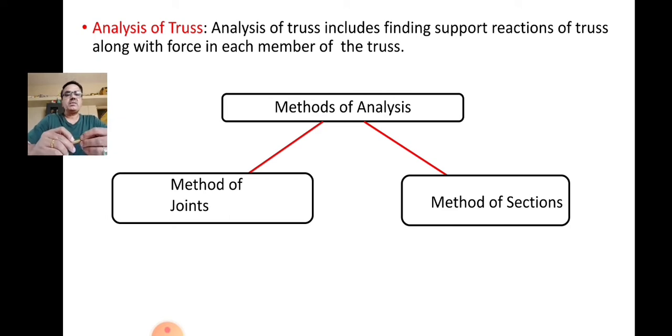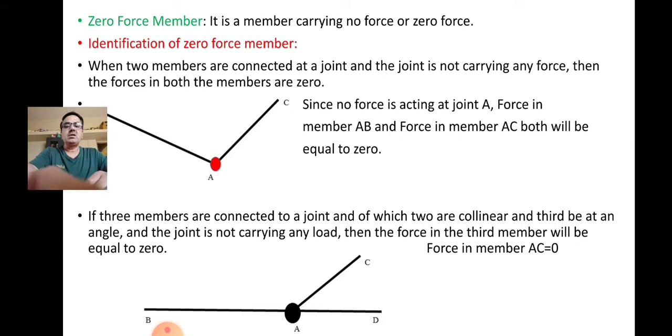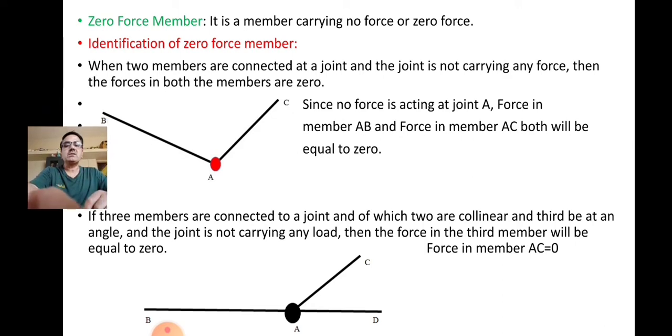So there are two methods of analysis which we are using. First one is method of joints and second one is method of sections. So before discussing the method of joints or method of sections, now we will discuss the concept of zero force member. So what is zero force member?